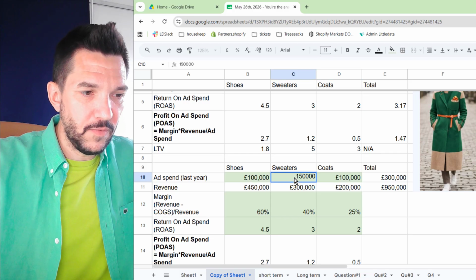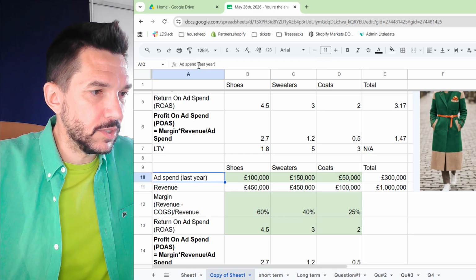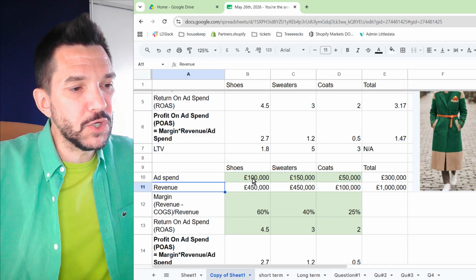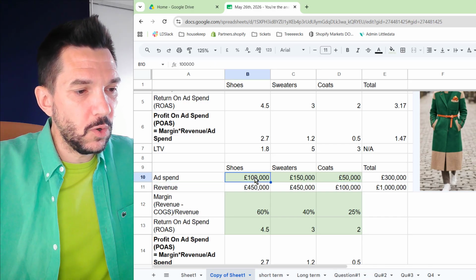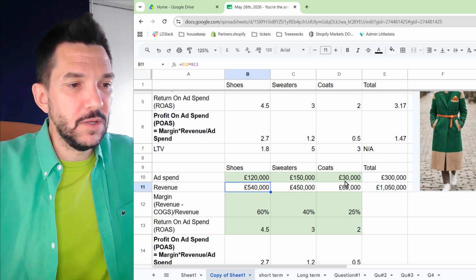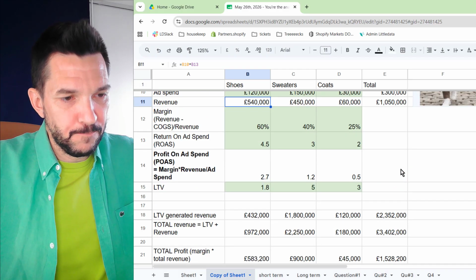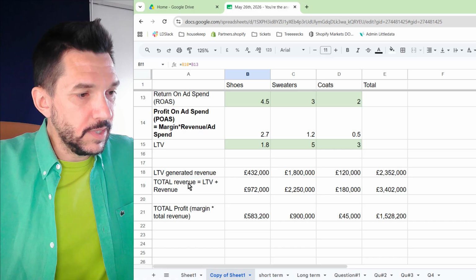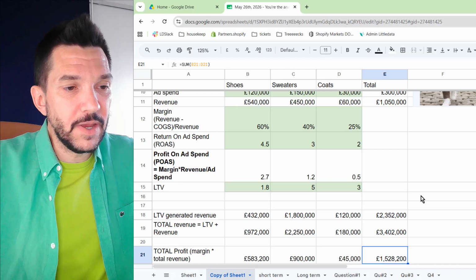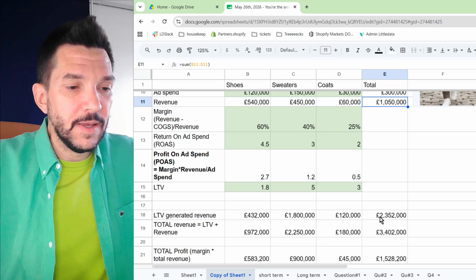half in sweaters, and then this is actually the next year, so it's not last year. Let me turn this one off, and then we can say proportionally this one has to be 3 times higher than this, so we're going to say 120 here and 30,000 in coats, which will make the total of this the total revenue, and the total profit will be 1.5. But there is a difference between the revenue that you're going to make in the short term and then lifetime revenue.